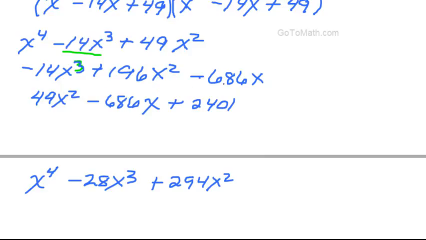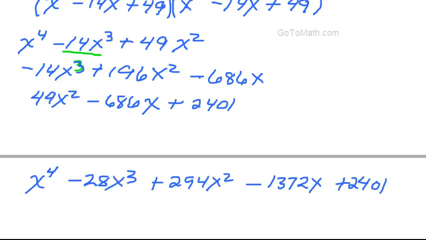Alright, so we have negative 686x minus 686x. So that's going to be 686 times 2, really. 1372. 2x, and then of course we only have one constant term. 2401.